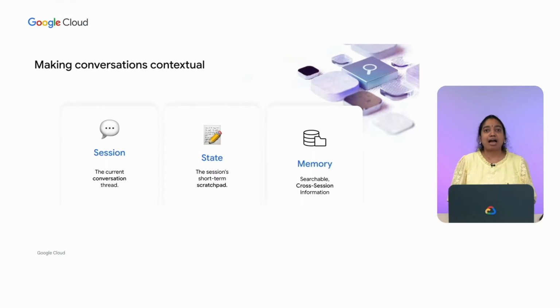State is used to manage information relevant only to the current active conversation thread, for example, items in a shopping cart during this chat. Memory represents a store of information that might span multiple past sessions or include external data sources. It acts as a knowledge base the agent can search to recall information or context beyond the immediate conversation, which is managed by a memory service.